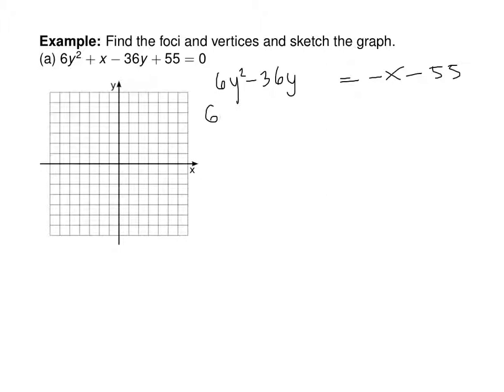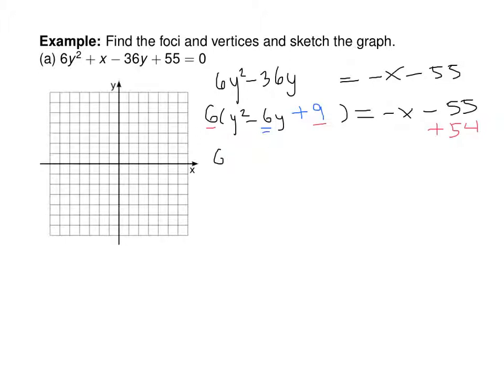Take out that GCF of 6, y squared minus 6y. And we're going to add half of negative 6 squared. So half of negative 6 is negative 3. Negative 3 squared is 9, so I add 9. And be a little careful though, I didn't actually add 9, I actually added 6 times 9. So I actually added 54 to the left side of the equation. So I have to also add 54 to the right side of the equation.